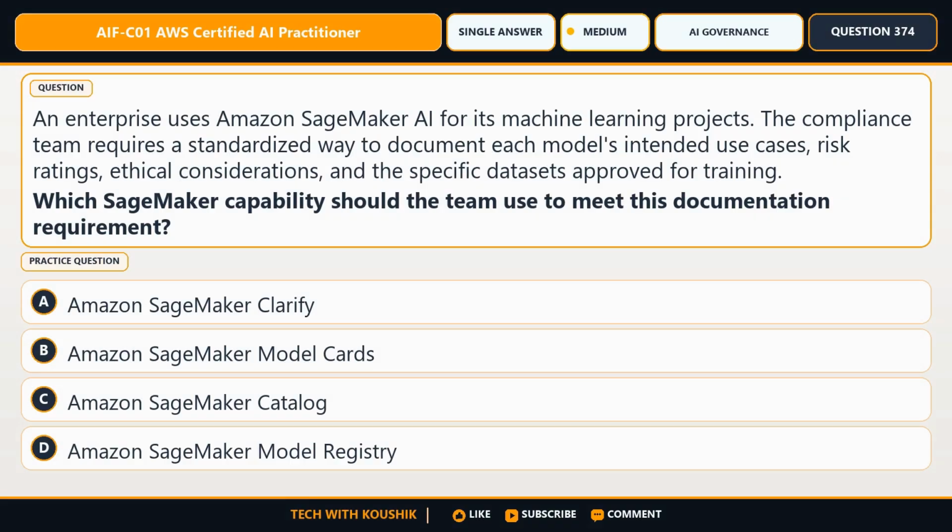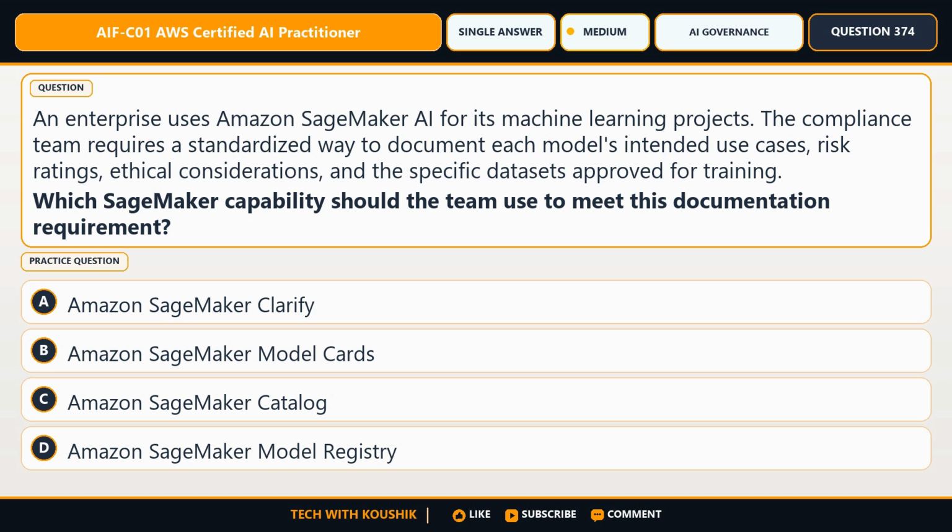Start by identifying the requirement in question number 374. Review the scenario and identify what must be achieved. An enterprise uses Amazon SageMaker AI for its machine learning projects. The compliance team requires a standardized way to document each model's intended use cases, risk ratings, ethical considerations, and the specific datasets approved for training. Which SageMaker capability should the team use to meet this documentation requirement?